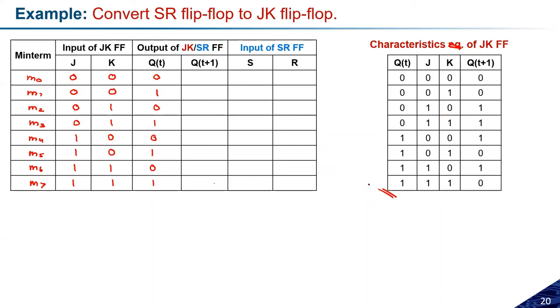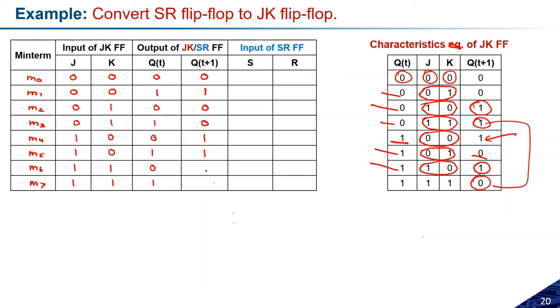What is the characteristics table of the JK flip-flop? If Q is equal to zero, J is zero and K is zero, then I get QT plus one as zero. If J and K are zero but QT is equal to one, then QT plus one is one. Similarly, if J and K are zero and one, and QT is zero, the output will be zero. If it is zero, one and QT is one, then I get zero. Similarly, J and K are one, zero, and QT is zero, so I get one. And J and K are one, zero, and QT is one, in that case I get one. The last two cases, one, one and QT zero, I get one, and one, one with QT one, I get zero.